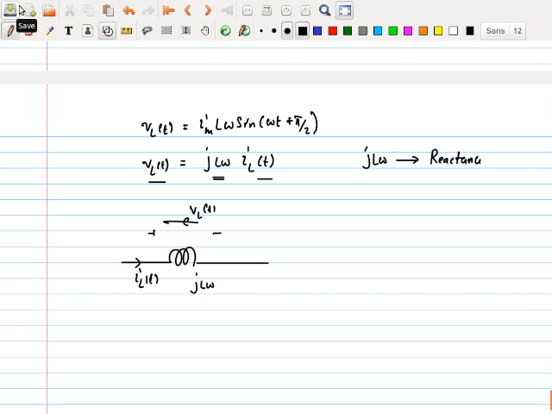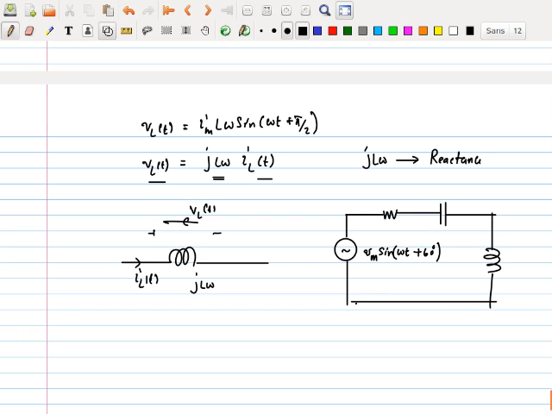Now here, let's take a simple example. Here is some sort of circuit which says Vm sine omega t plus 60 degrees. That's a sinusoidal waveform, right? Vm times the sine of omega t plus 60. Now you have a resistance, you have a capacitance, you have an inductance, ground. This is R, C and L.